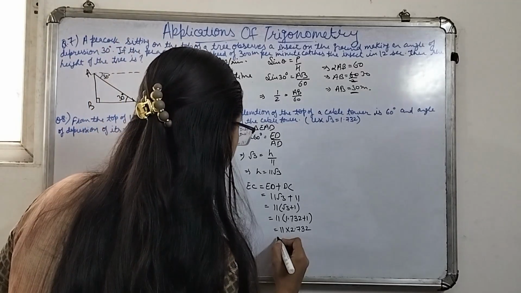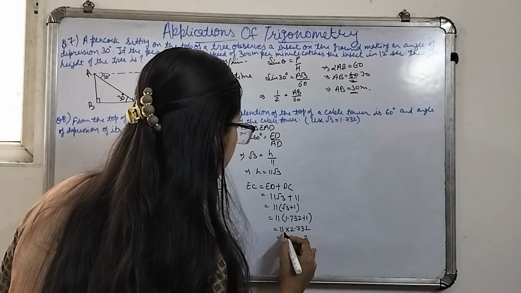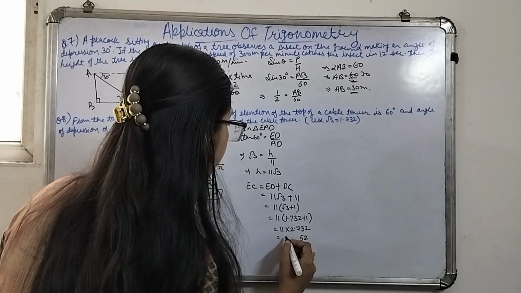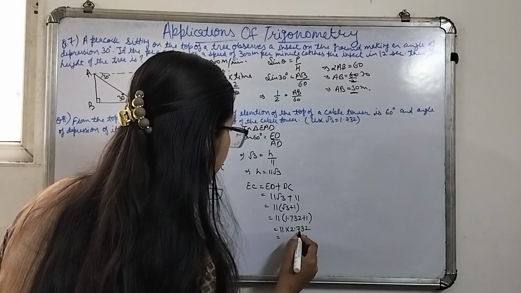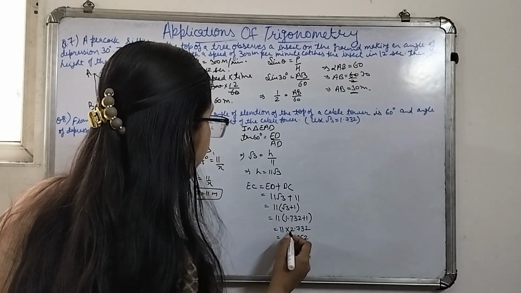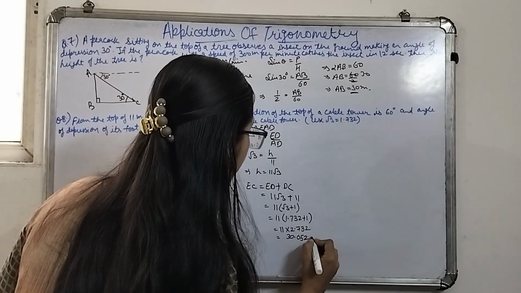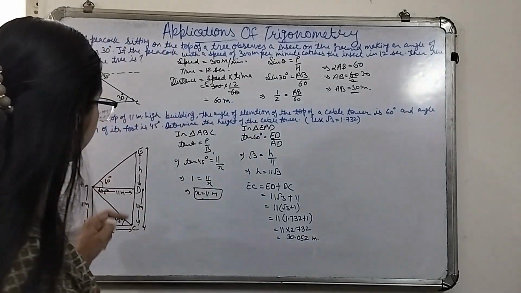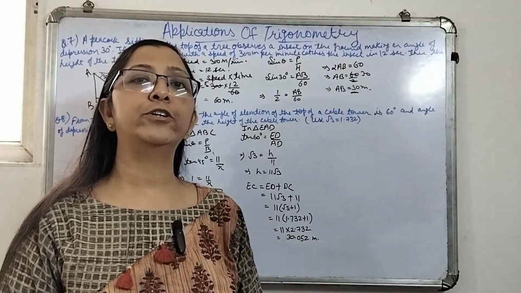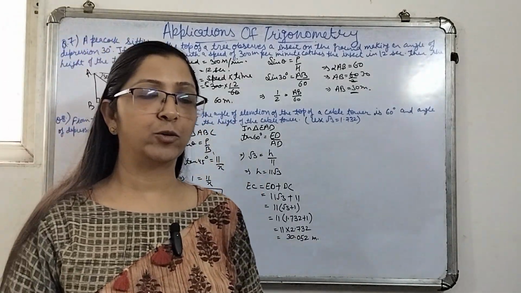If we multiply these two, 11 times 2 is 22, carry over 2, 11 times 3 is 33 and 2 is 35, carry over 3, 11 times 7 is 77 and 3 is 80, carry over 8, 11 times 2 is 22 and 8 is 30. So it will be 30.052 meter. So the height of the tower, that is the cable tower, will be 30.052 meters. So this is how we can solve these types of questions.